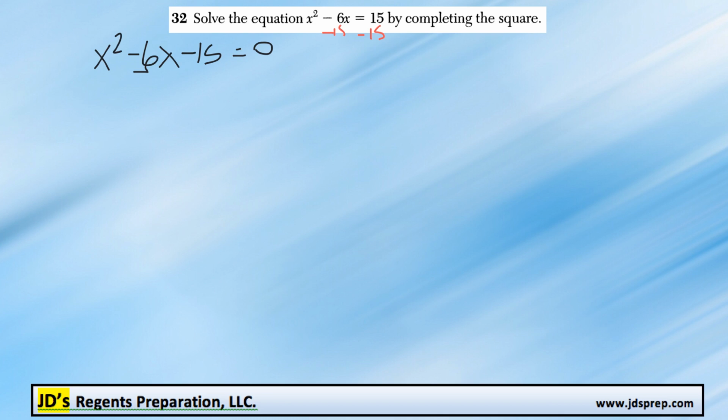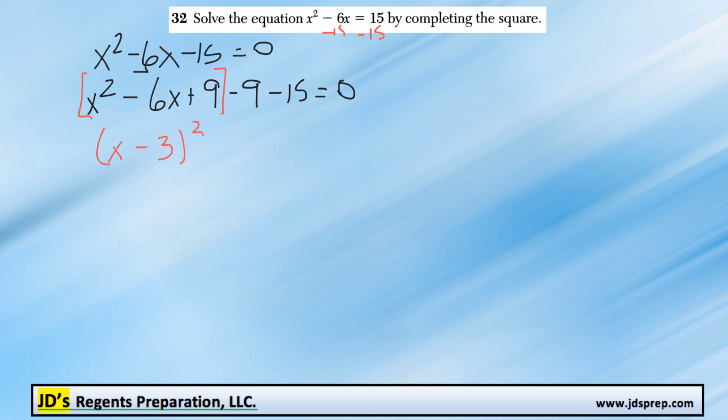So now that we know that number, we're going to both add and subtract 9 from the equation. And we can do that because we really haven't changed it at all. We've added 9 and subtracted 9. But of course, the reason we did that is so that we can complete the square, because now this little section here becomes, if we factor it, x minus 3 squared. And then we're going to combine minus 9 and minus 15 to get minus 24.